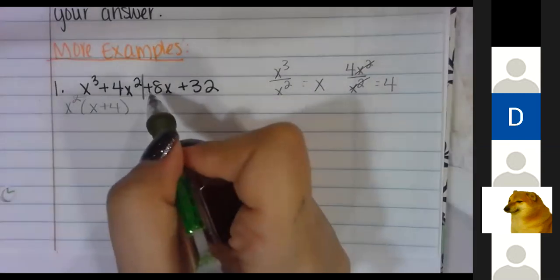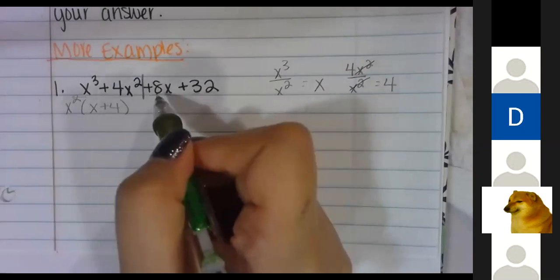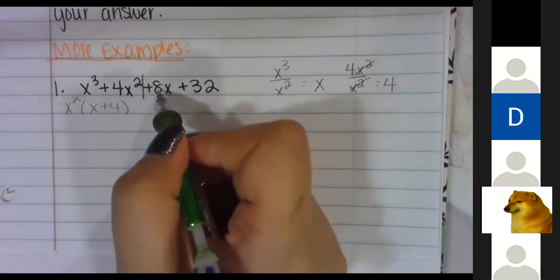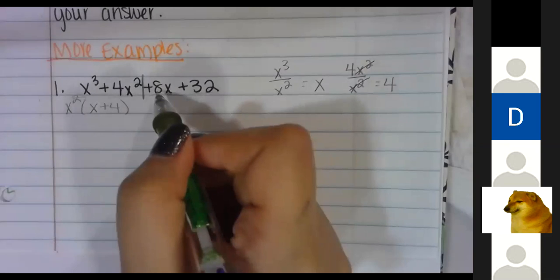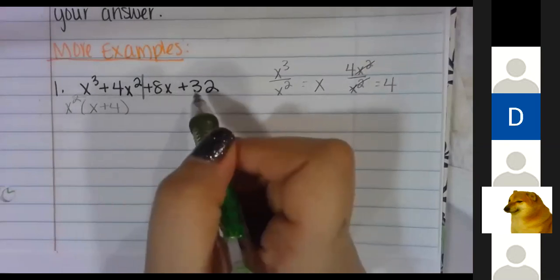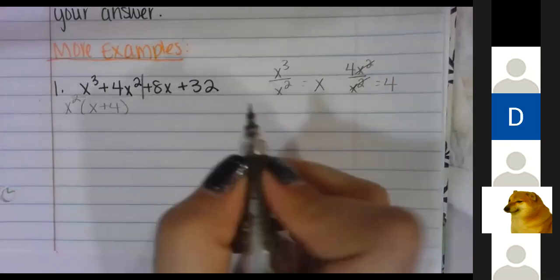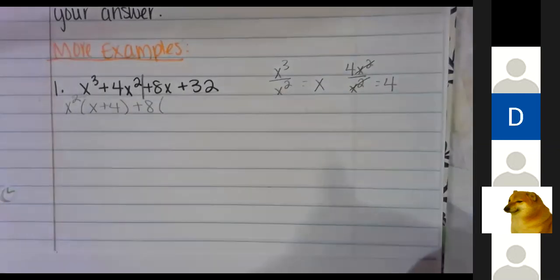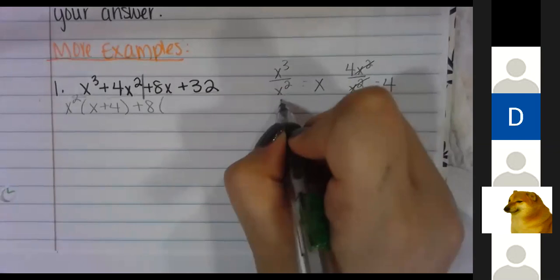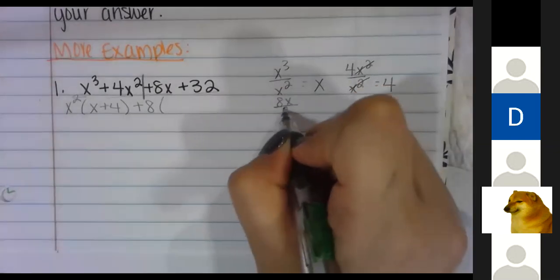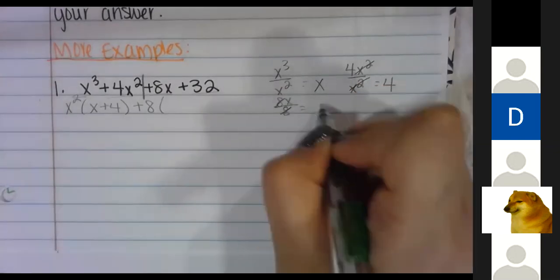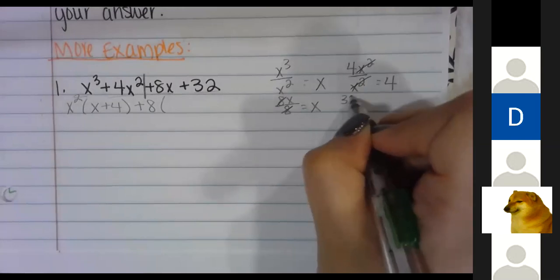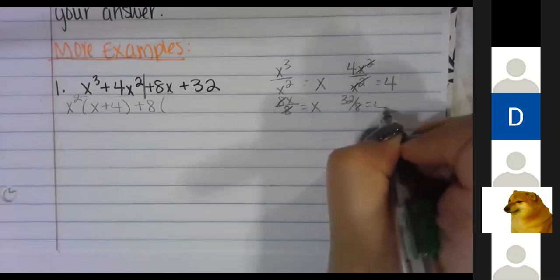And then looking at the right side, 8 is smaller than 32. So you ask yourself, does 8 go into 32? In this case, it's yes. So your greatest common factor is an 8. Again, you take that 8x and divide it by your greatest common factor. This would leave you with just x. And then 32 divided by 8 should leave you with 4.